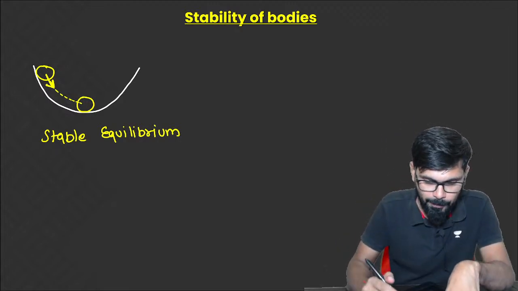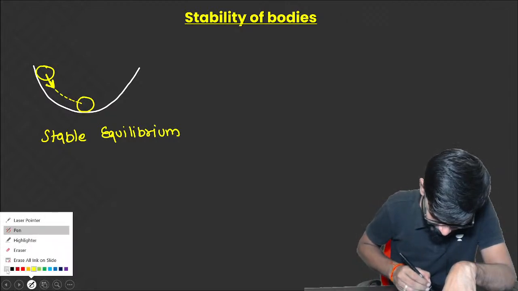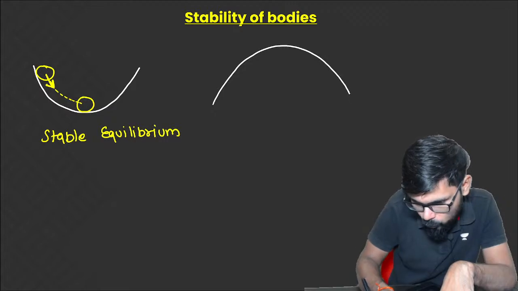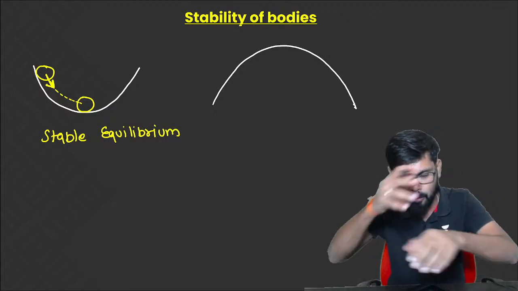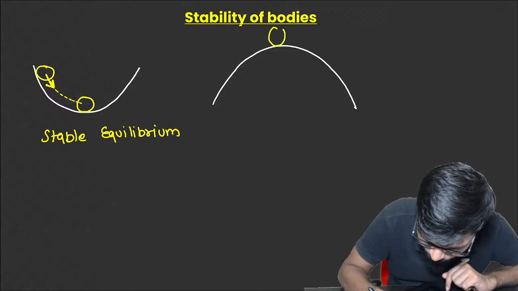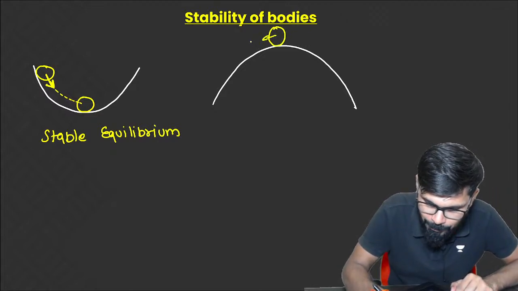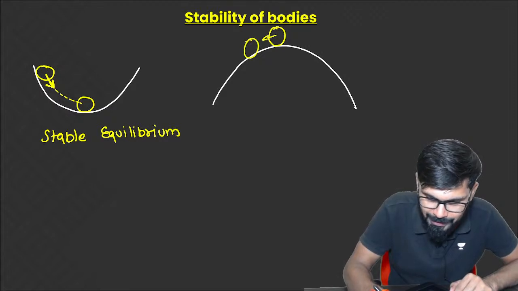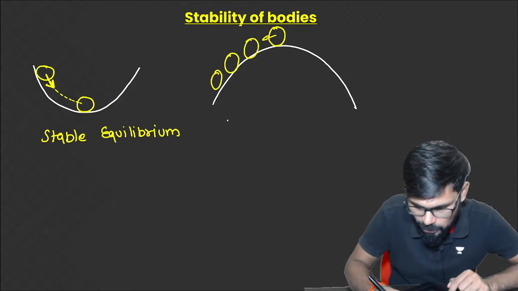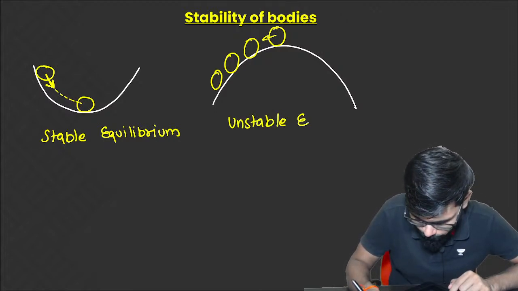Right. Stable. Now another condition is something like this. Now the bowl is turned upside down, right? Now here one ball is there. Even if you just touch the ball, even if you just move the ball, then what will happen? Rather than coming back, it will move in the same direction. This is called unstable equilibrium.